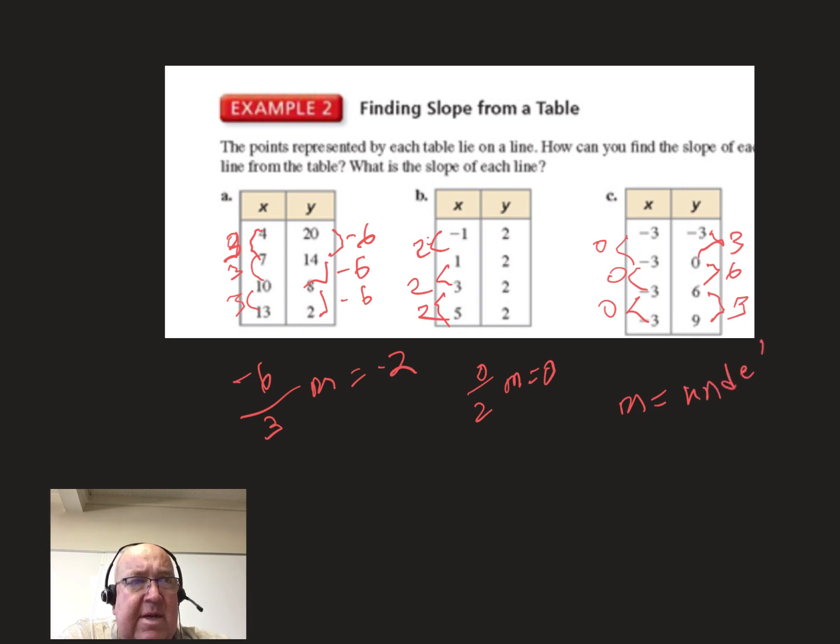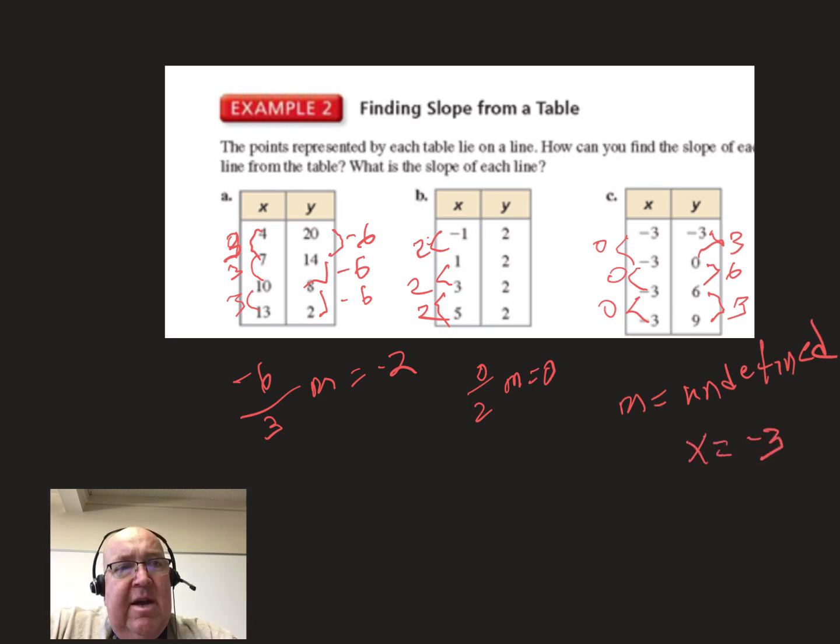That is a vertical line, excuse me. So our slope is undefined. This would be a line that would be represented by x equals negative 3. The line previous with the slope of 0 would be represented by y equals 2. Going on.